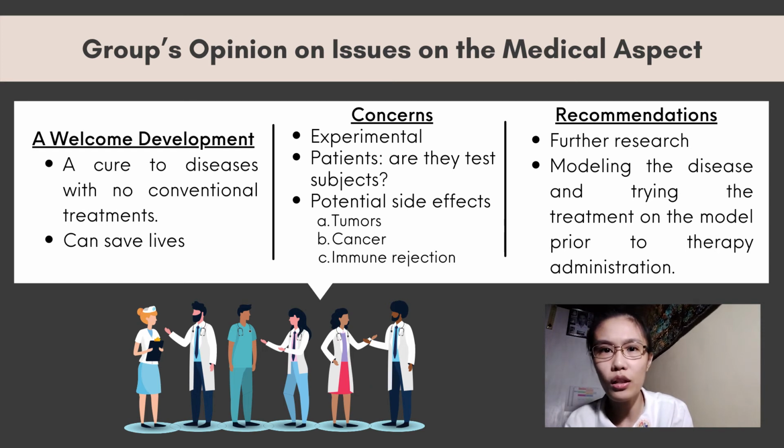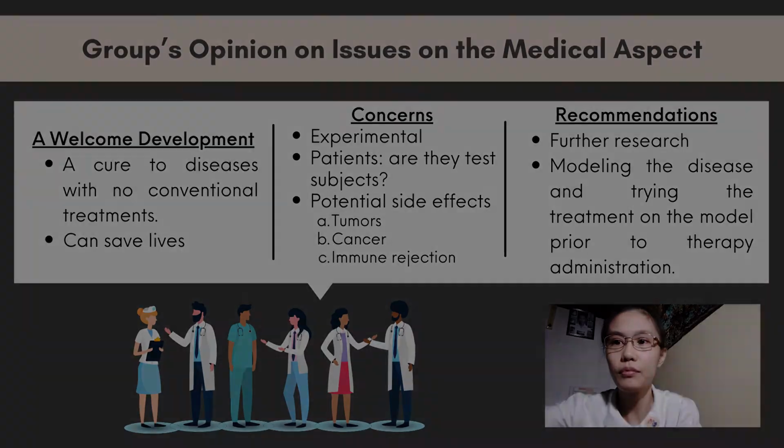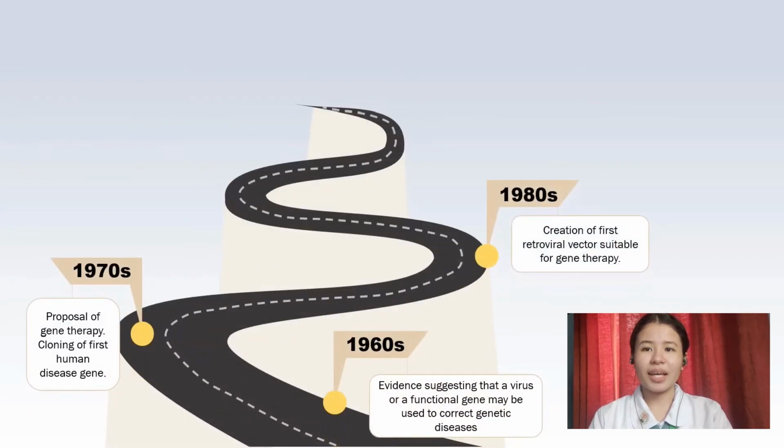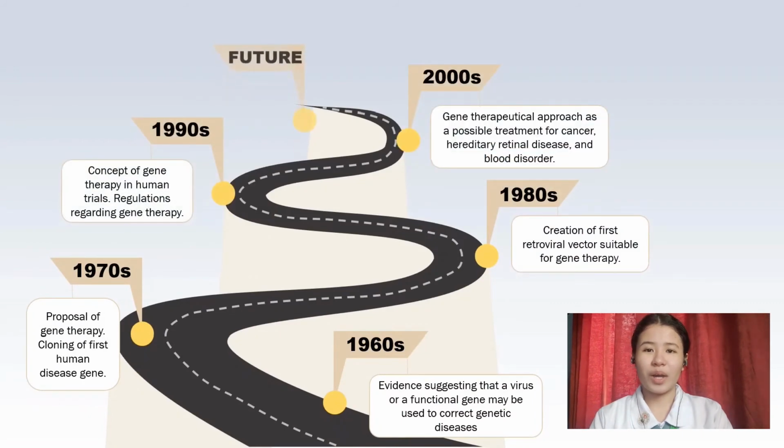But this concern only emphasizes the need for further research in the field to make it more safe and effective. In particular, we have to focus on finding ways to mimic the patient's disease in biological models and trying out the treatment in these models prior to its administration to the patient. Before looking into the future, let us first remember the notable events regarding gene therapy so we will have an idea as to where we are heading.